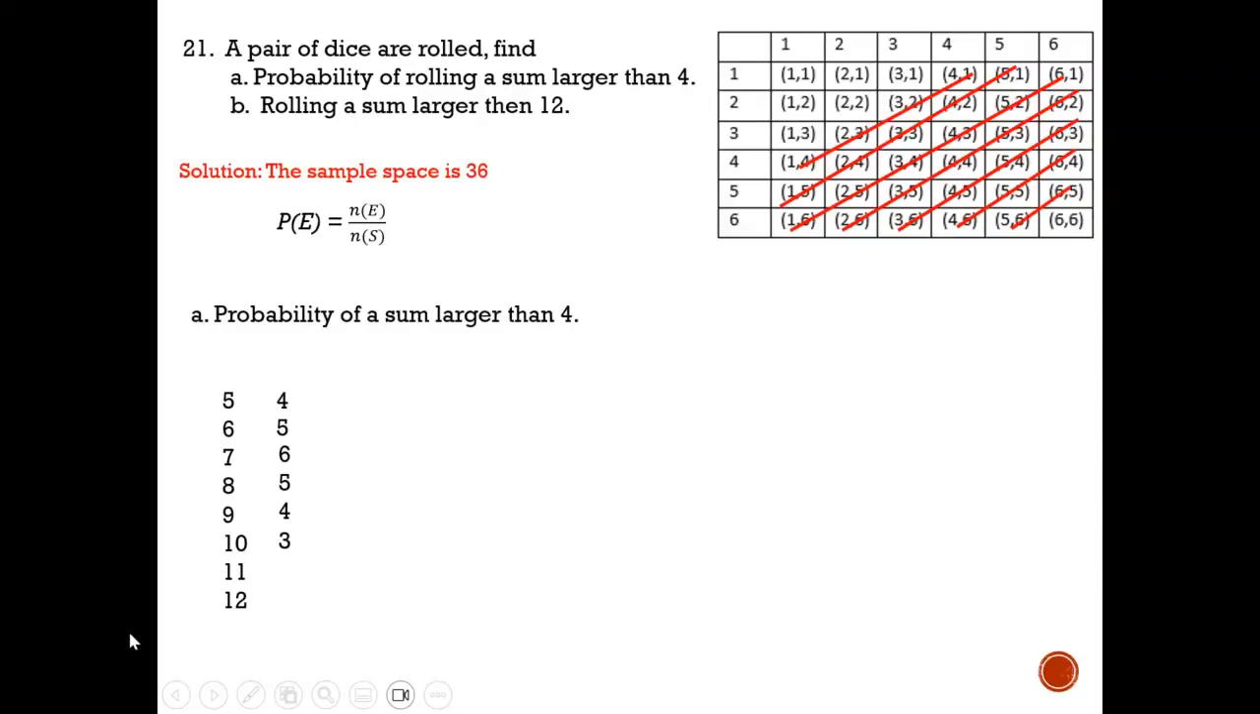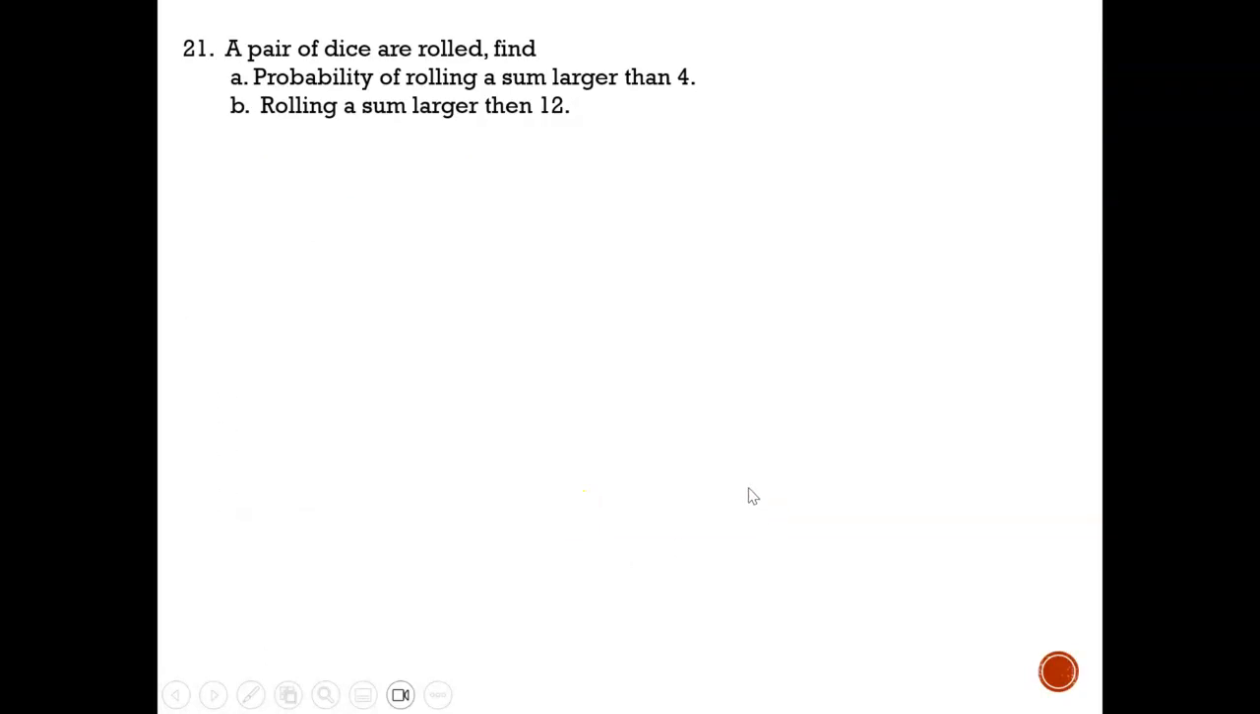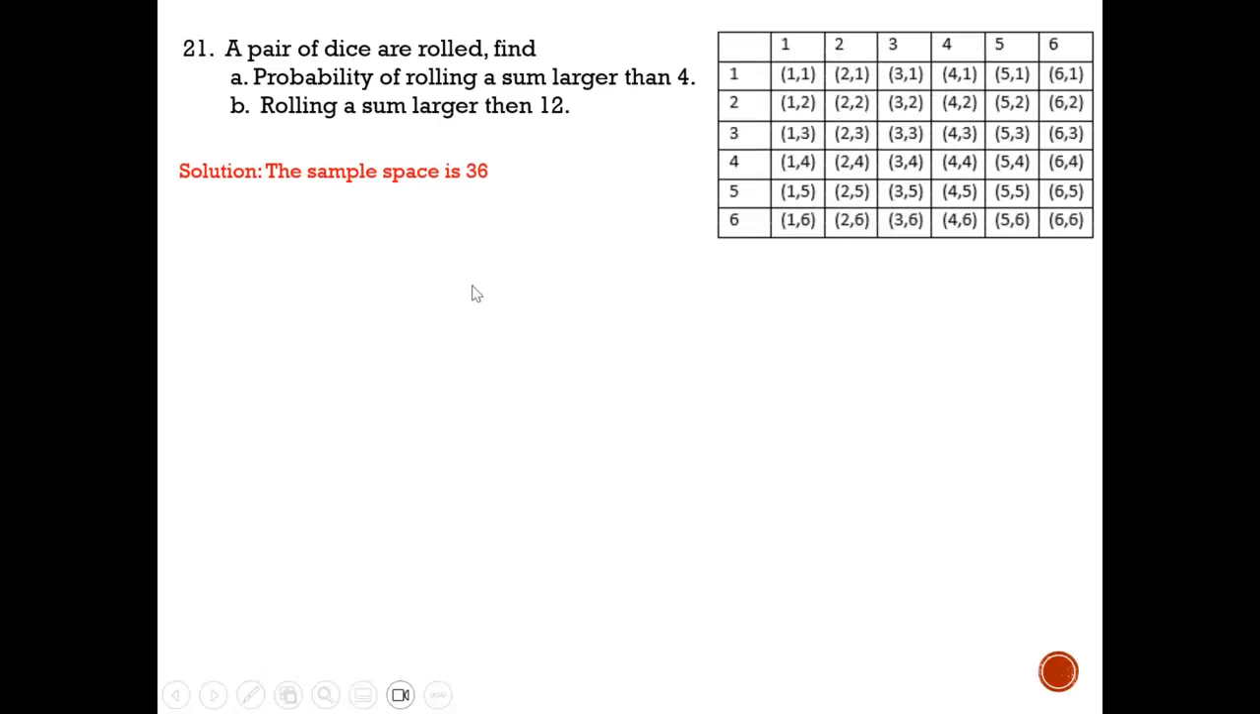And 11 will be 2. And 12 will only be 1. Right, so if we add them, it's going to give us 30. So the probability will be 30 over 36, which will give us 5 over 6. That's my solution.